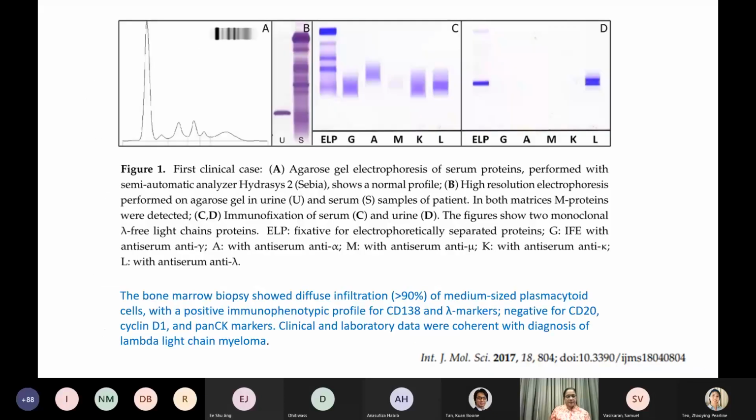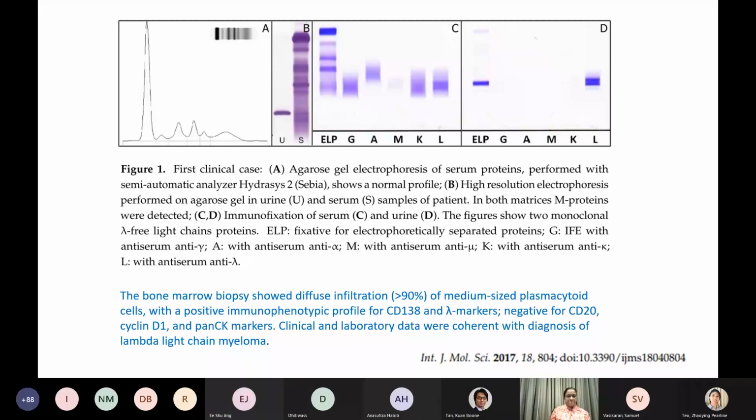And then because of that discrepancy, they repeated serum and urine protein electrophoresis using high resolution gel electrophoresis. As you can see here, there's a clear monoclonal band in urine as well as serum in the gamma region. Subsequent immunofixation identified these as lambda free light chain. They did a bone marrow biopsy, which showed diffuse infiltration of more than 90% medium-sized plasmacytoid cells.